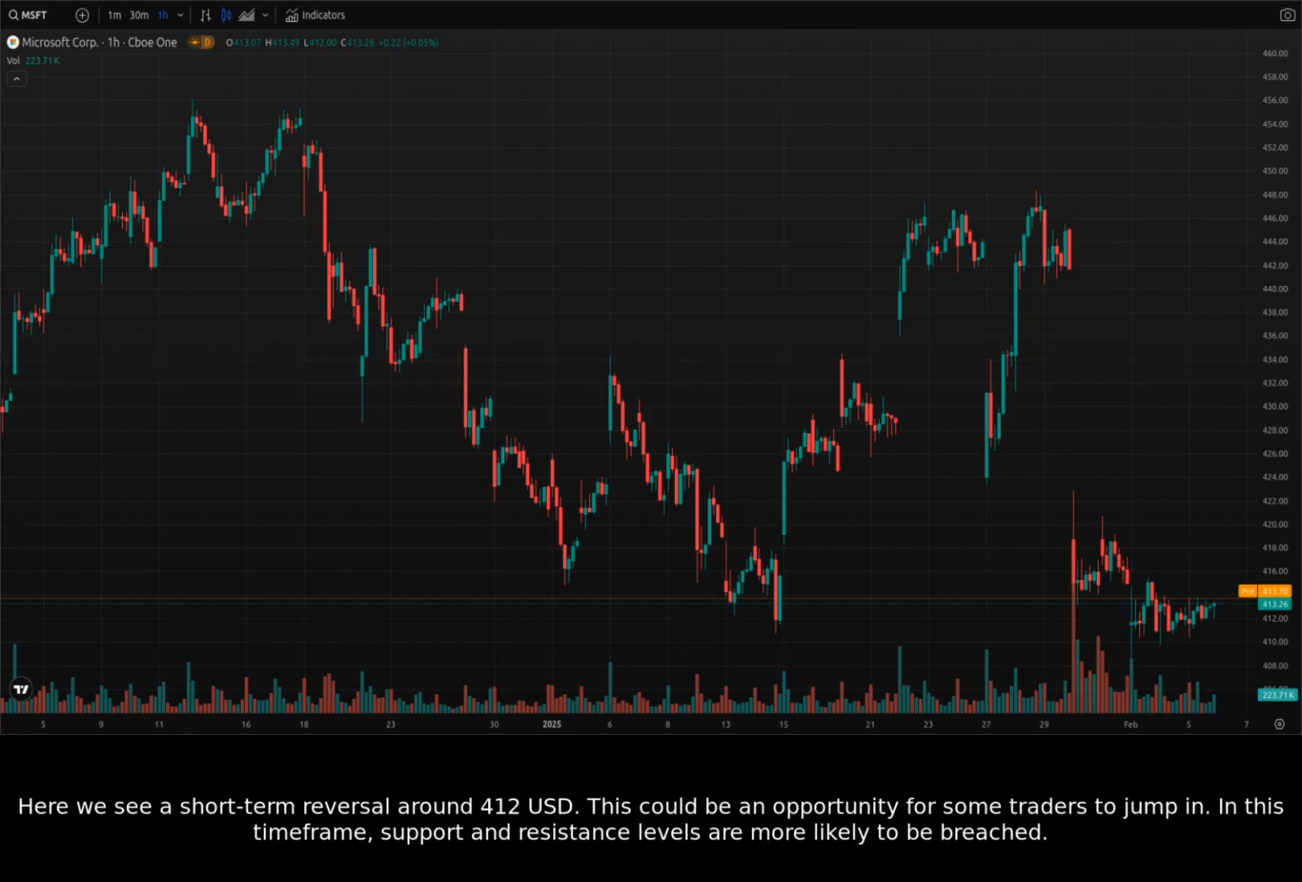Here we see a short-term reversal around $412. This could be an opportunity for some traders to jump in. In this time frame, support and resistance levels are more likely to be breached.